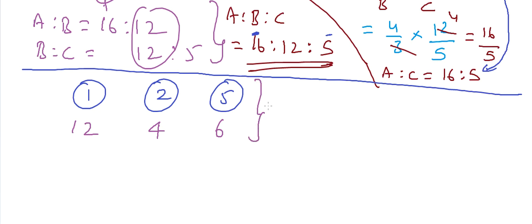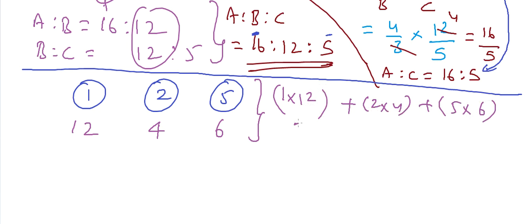Say 1 rupee coins, 12. That means 12 rupees, 1 into 12, correct? The value of 1 rupee coins is 12, and the value of 2 rupee coins is 2 into 4, and the value of 5 rupee coins is 5 into 6. So which means 12 plus 8 plus 30. So 12 plus 8 is 20, plus 30, 50 rupees. That means the bag contains 50 rupees.